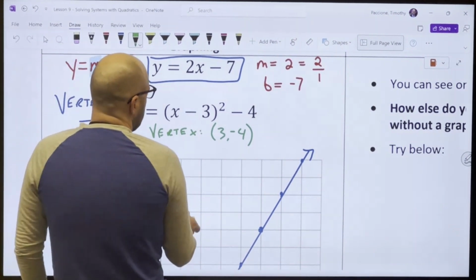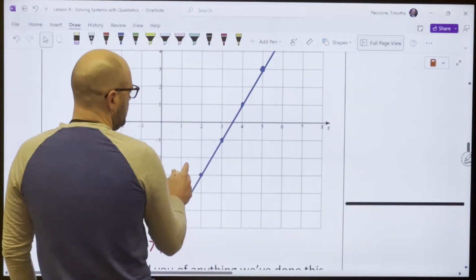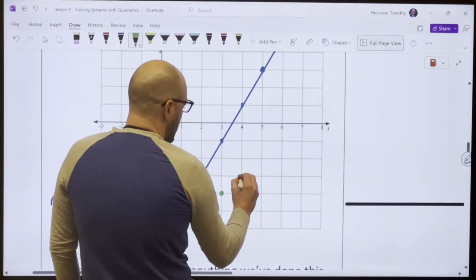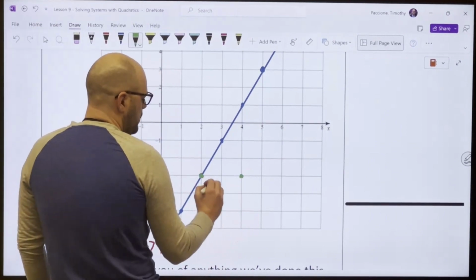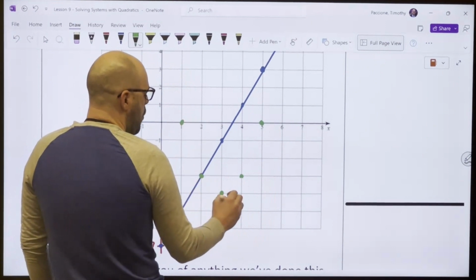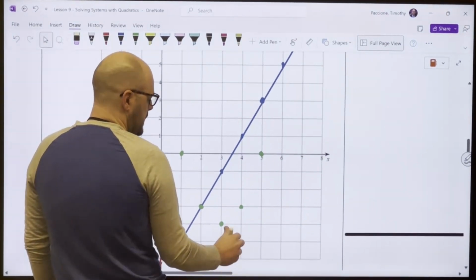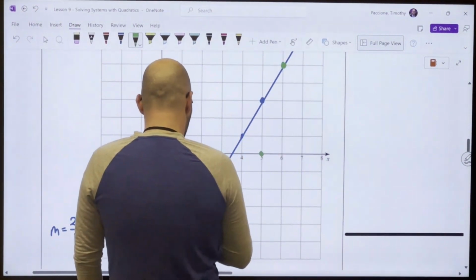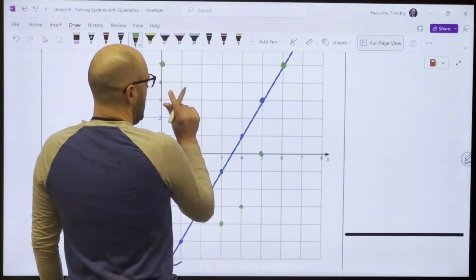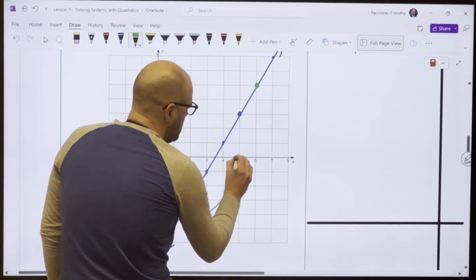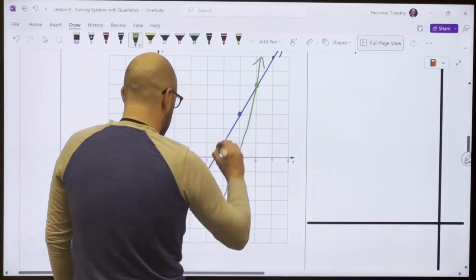So we go to our vertex 3, -4, which is down here. And I'm going to go over 1, up 1, back 1, up 1, over 2, up 4, back 2, up 4, over 3, up 9. It's all the way up here and back here. And then I draw my parabola through there. Right?